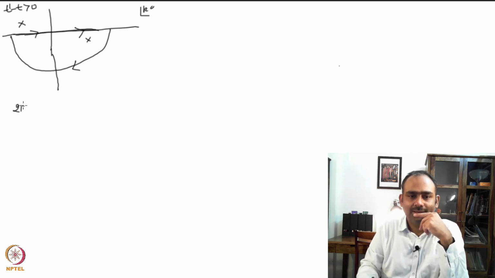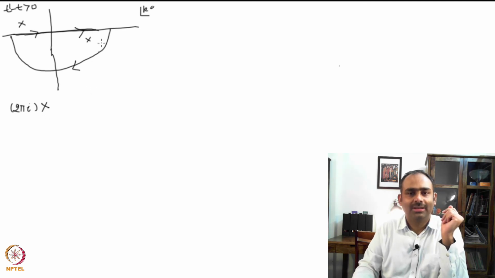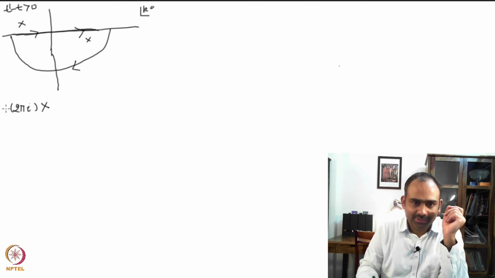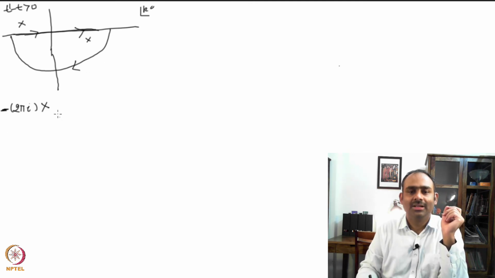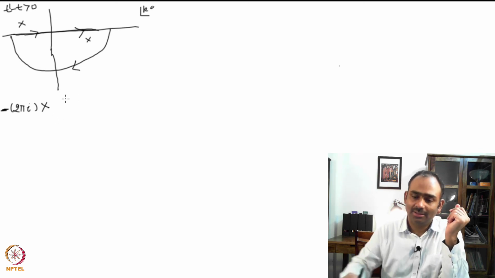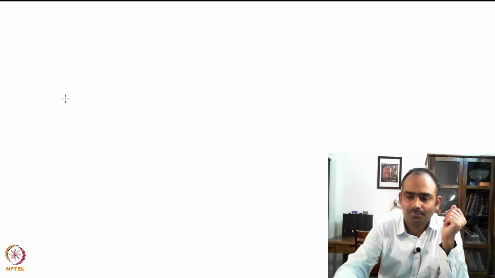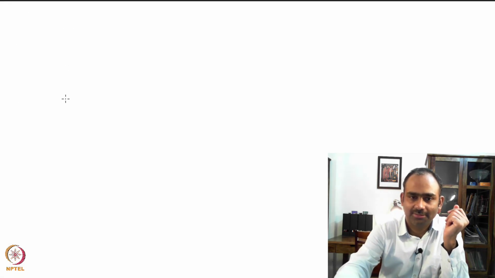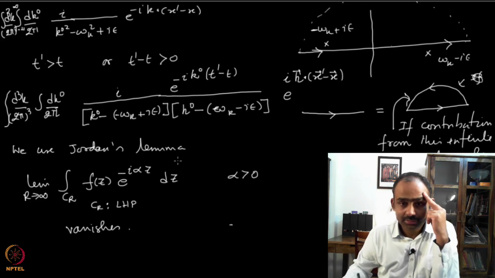So, 2 pi I times the residue. Now, note that the contour is in the clockwise direction, which is negative sense. So, I will get a minus sign. Let me put that minus sign already here. Now, we want to look at the residue, and what is the residue?